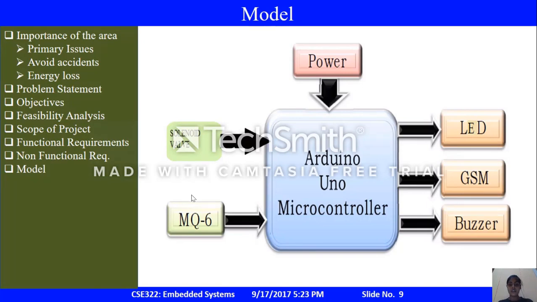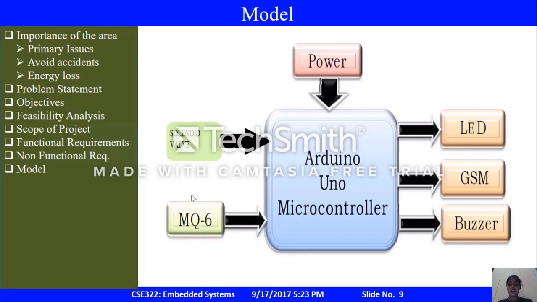Our main component is an Arduino Uno microcontroller. It will be connected to the power source. We will be connecting it to the MQ6 gas sensor, the solenoid valve, the LED, GSM and buzzer, that is all the other components. So now in case of a gas leak, the MQ6 gas sensor will detect the gas leak and will send a signal to the Arduino microcontroller.